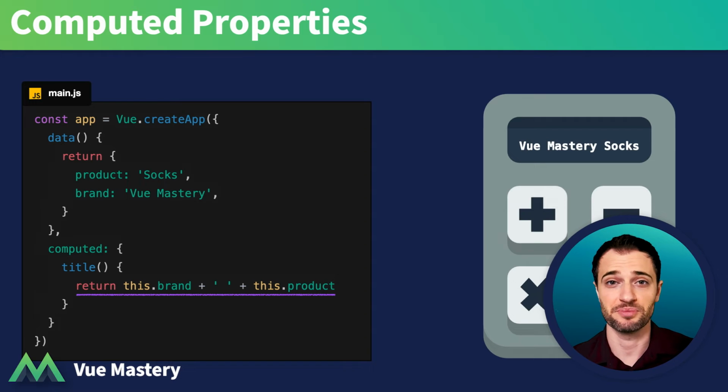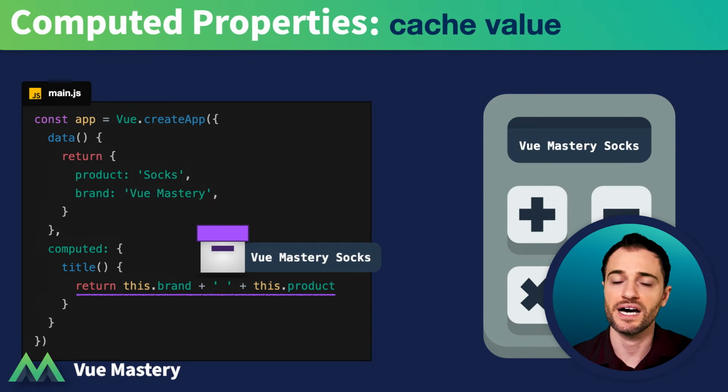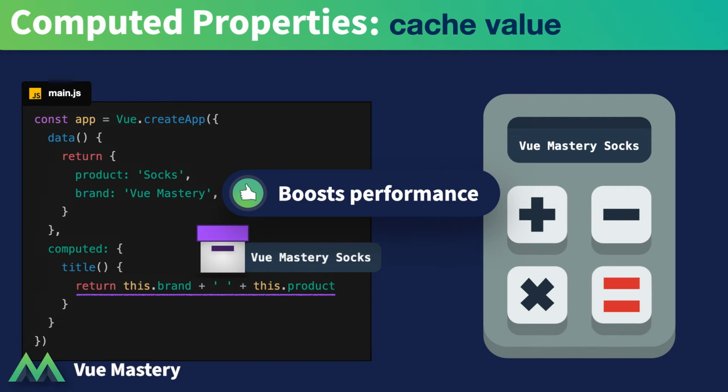And the benefit of computed properties is that they cache the value, so it stores it away and only updates when it needs to, when one of its dependencies change. For example, if the brand were to change from Vue Mastery to Node Mastery, our computed property would receive that new dependency, then recalculate and return the new value.